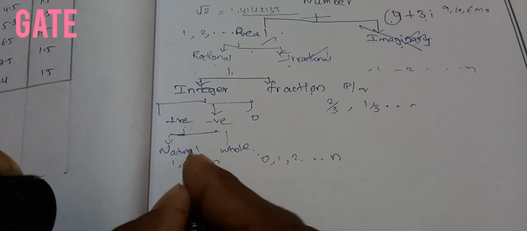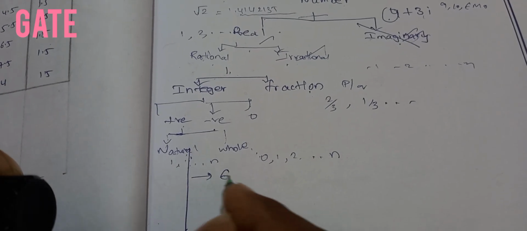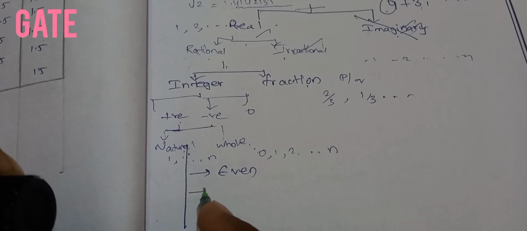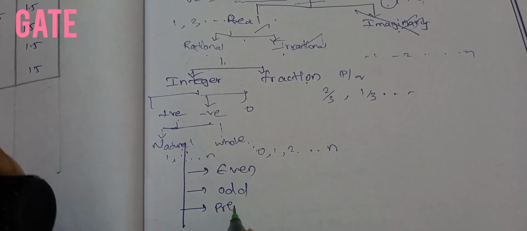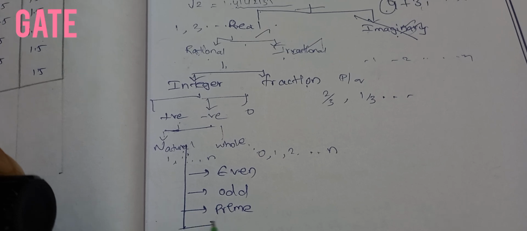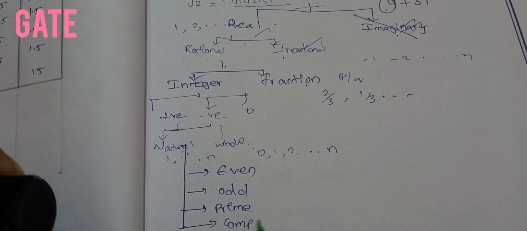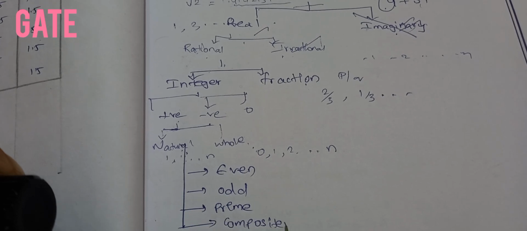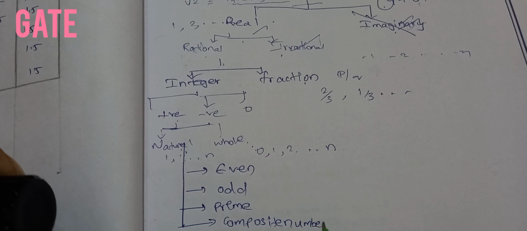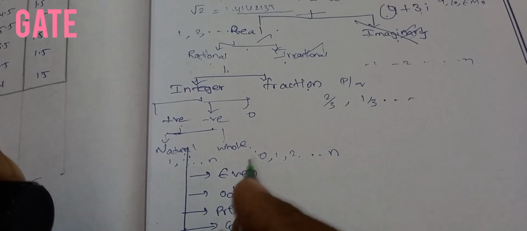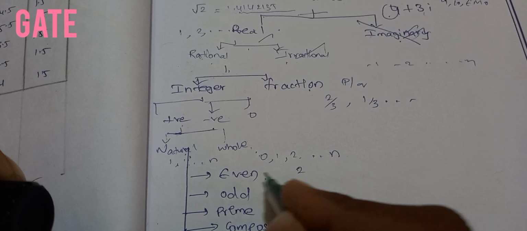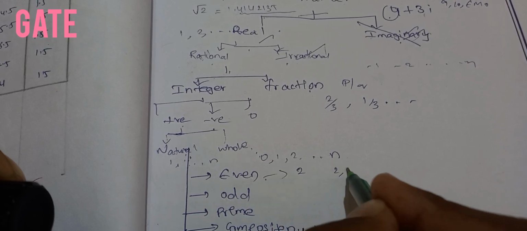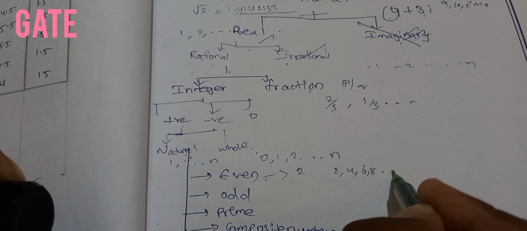These natural numbers are divided into even numbers, odd numbers, prime numbers, and last but not least, composite numbers. We know that an even number means a number which is divisible by 2. Example: 2, 4, 6, 8, and so on.